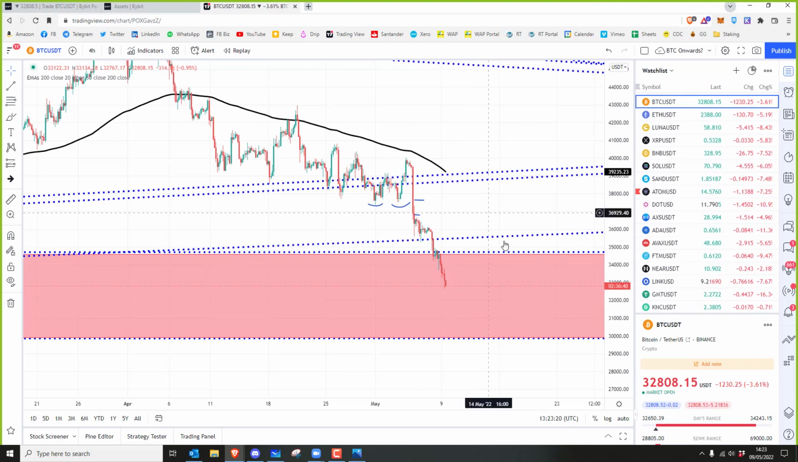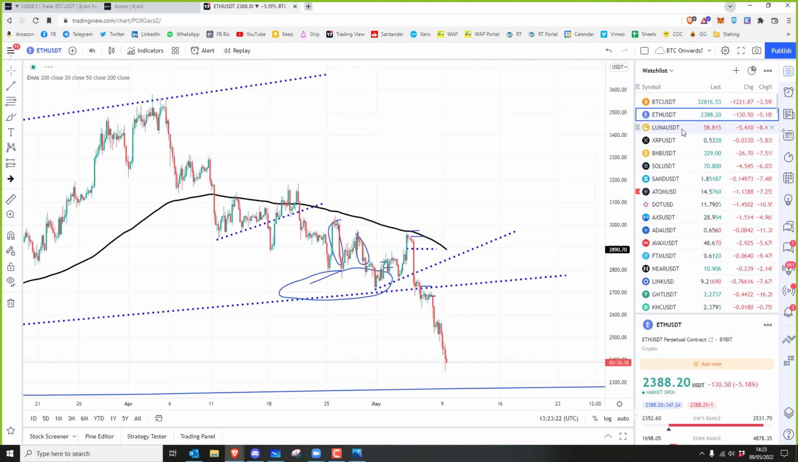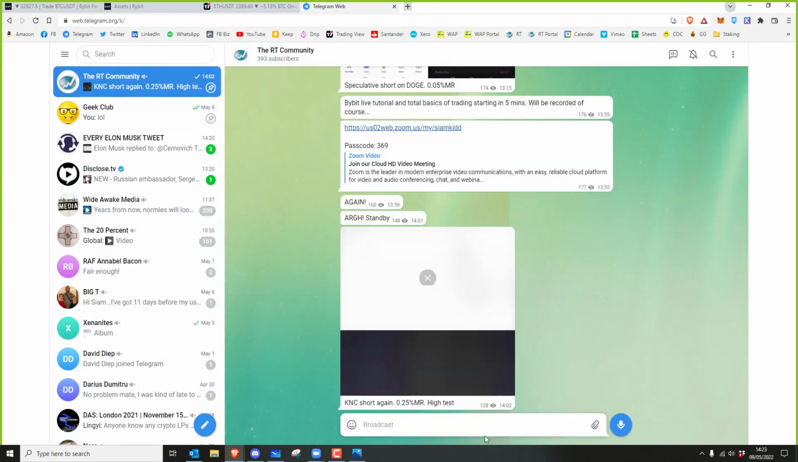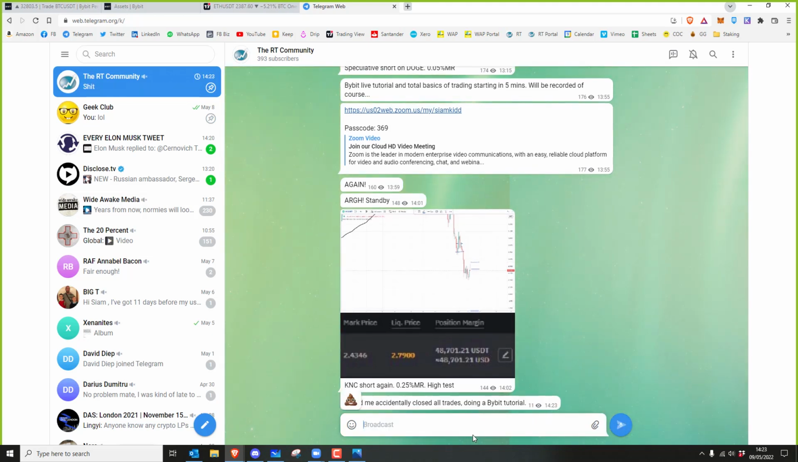You want to let everyone on Telegram know that you've snatched? Oh, yeah. Stupid. Can't type now. Stupid me accidentally closed all trades doing a Bybit tutorial.